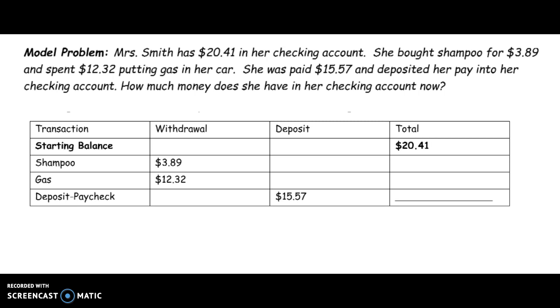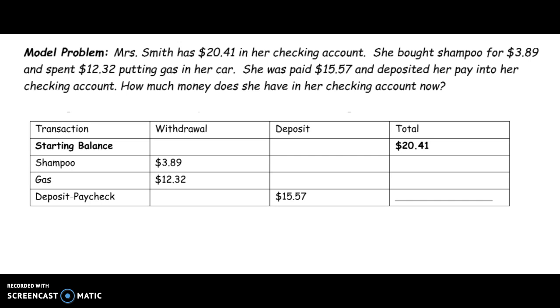Mrs. Smith has $20.41 in her checking account. She bought shampoo for $3.89 and spent $12.32 putting gas in her car. She was paid $15.57 and deposited her pay into her checking account. How much money does she have in her checking account now?